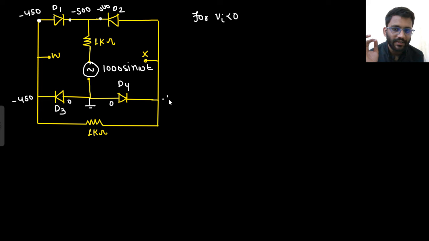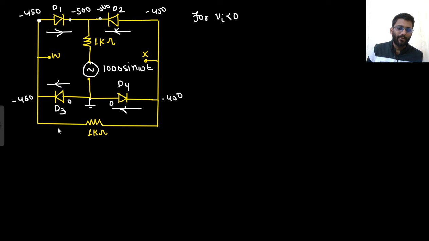Because of that, what will happen? This D1 turns on, here 0, here minus 450. This D3 also turns on. D2, minus 50, minus 500, minus 450. That means this will also turn on, and this will also turn on. 0, minus 450. All turn on. If all turn on, what happens?